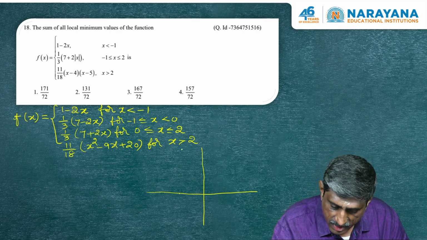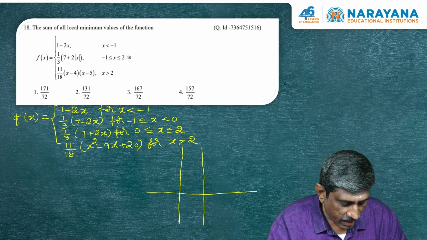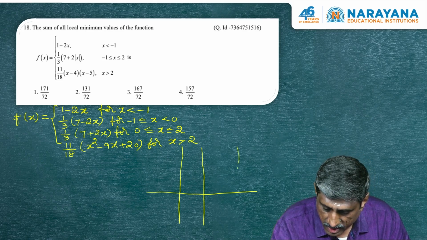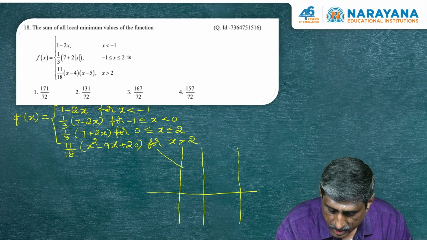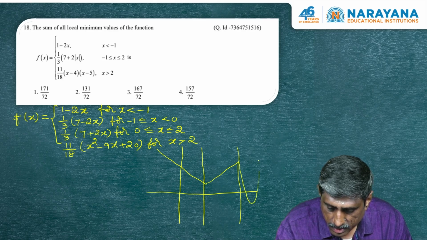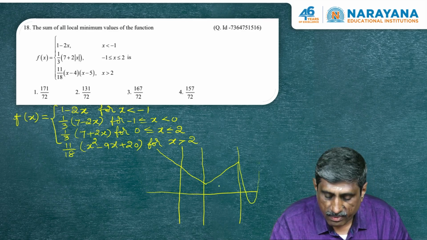is a straight line. This is x is equal to minus 1 line, let us say. This is x is equal to 2 line, let us say. So, when we draw the graph, we are getting a straight line like this and another straight line like this, another straight line like this, and a graph like this. This is going to be the graph of the function.